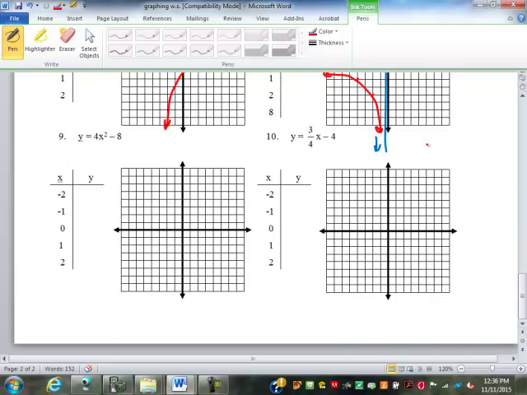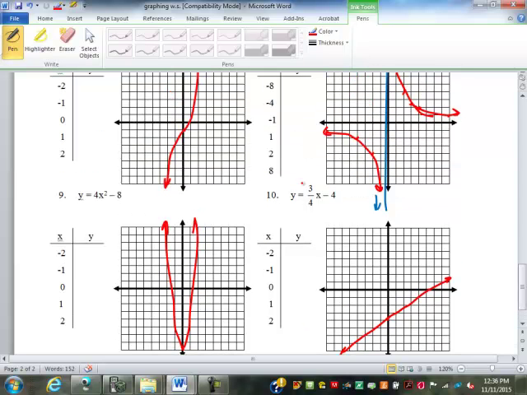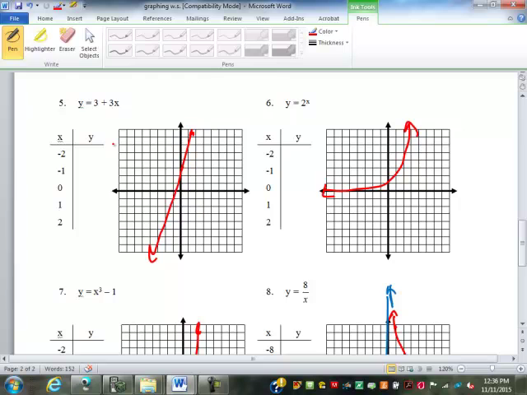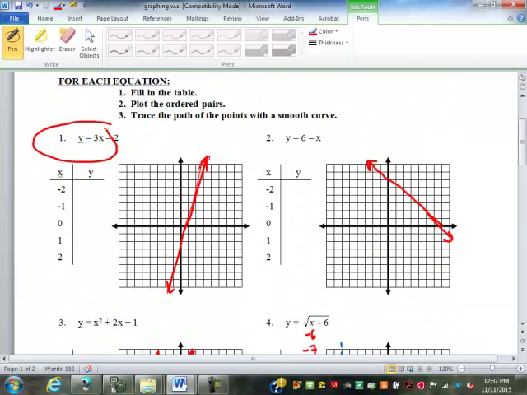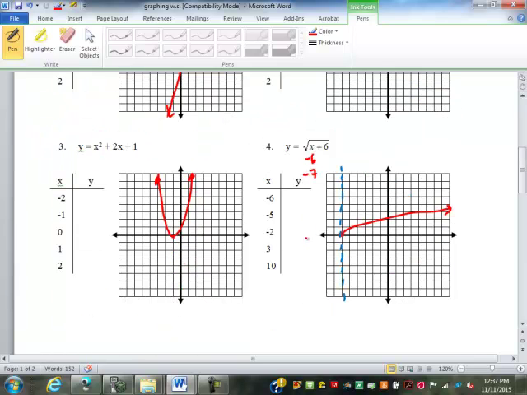Number 9, is that a line or no? No, it's a very, very narrow parabola like that. 10 is a line like that. So looking at this worksheet, problems 10, 5, 1 and 2 formed lines. The rest of them formed nonlinear curves of some sort.